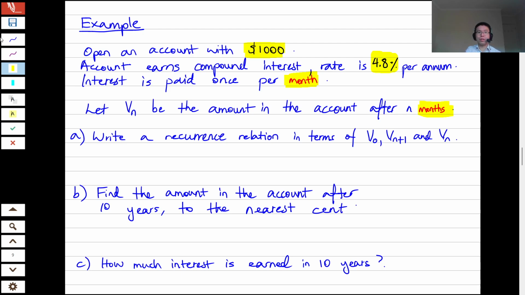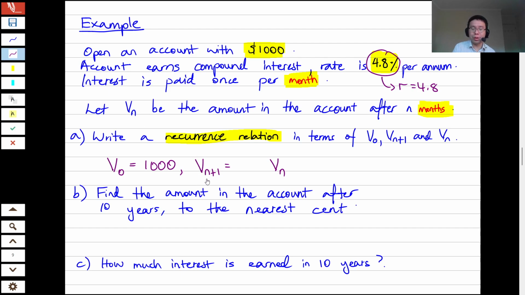Okay, so first step, we are asked to find a recurrence relation to define the sequence Vn, the amount in the account after n months. Well, as always, we start with V0, the amount in the account at the start, which is 1,000. And because this is compound interest, we're going to use a geometric sequence. So I need to define Vn plus 1 to be some number, which I don't know yet, times Vn. The question is, what is that number going to be? Well, the annual interest rate is 4.8. So lowercase r is 4.8.